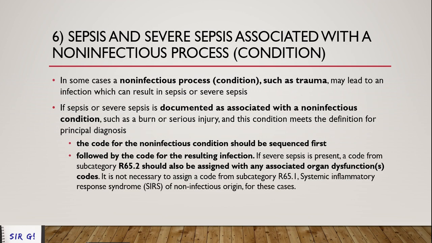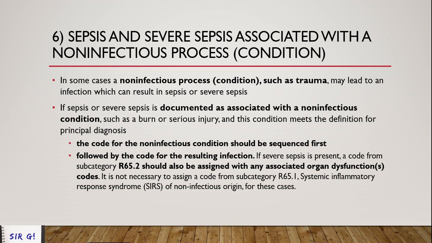Sepsis and severe sepsis associated with a non-infectious process. I mentioned a while ago that sepsis most of the time is caused by an infectious agent or an organism, but it can also be caused by a trauma or injury. So in this case, you just need to change A41.9 into trauma, plus the resulting infection. And if there is a severe sepsis, you also need to code for severe sepsis and organ dysfunction if present.